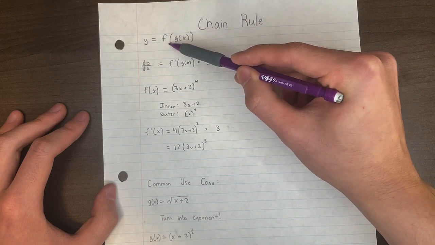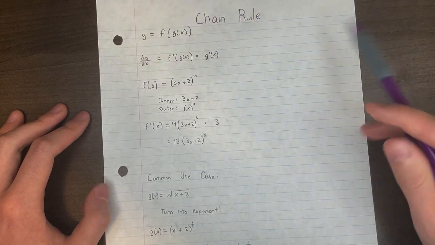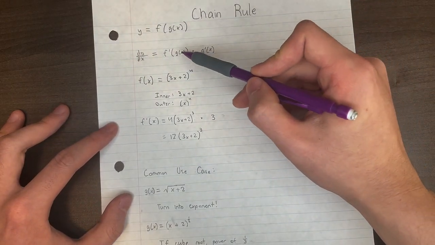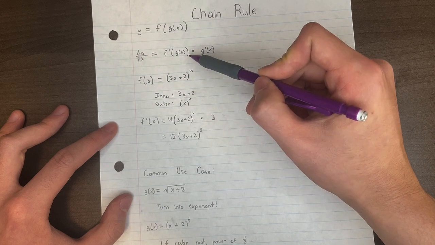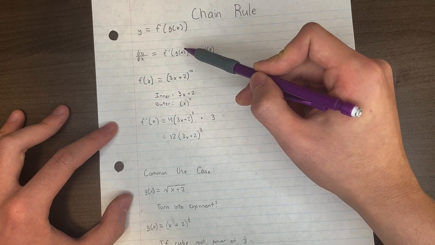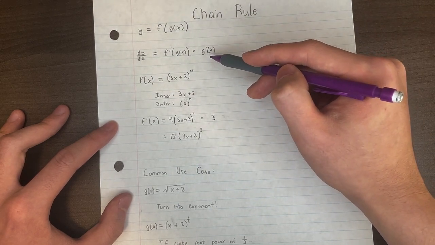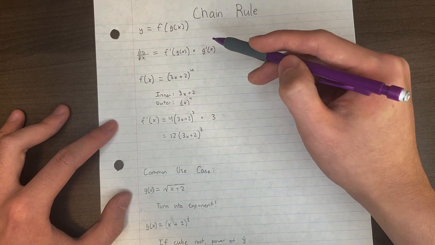of the function f of x, well, to find the derivative, we can simply find the derivative of f of x, which is the outer function, and we can leave g of x untouched inside, and we can multiply that by the derivative of the inner function, g of x.